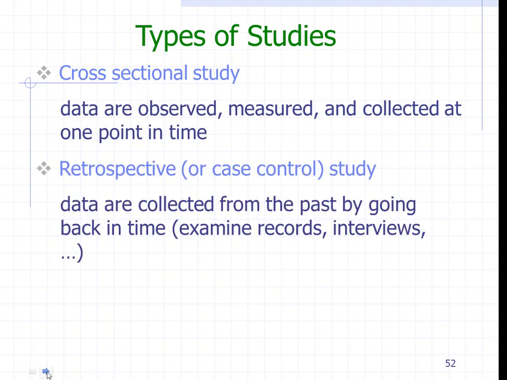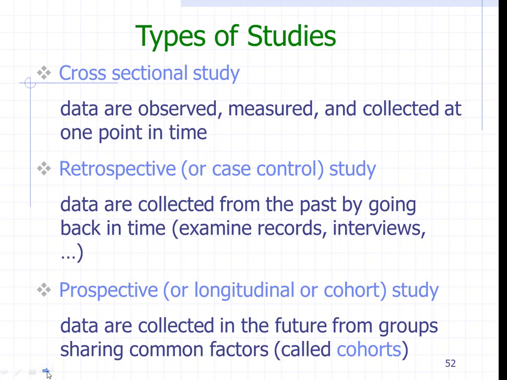Now, a retrospective or a case control study is where we go back in time. We go back in time by examining records, which is probably the most reliable. We might interview people, but then we need to worry that we are getting their recollections, and their recollection may not match what other people experienced. And so a retrospective study goes backwards to the past.